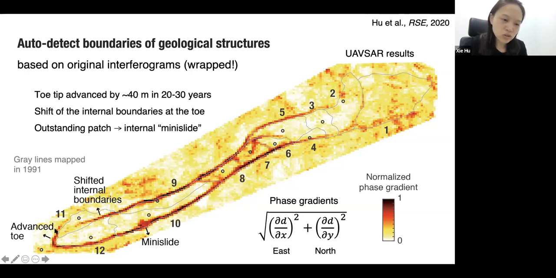It also shows the tip of the toe advanced by about 40 meters in the past 20 to 30 years compared to its location mapped in 1991. We also see the shift of the internal boundaries at the toe to the north by 50 meters. And there's an outstanding patch in the lower part of the landslide, and this represents an internal mini slide.